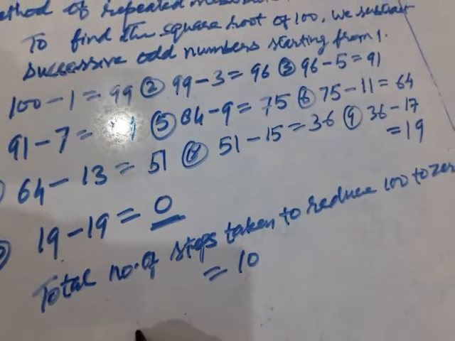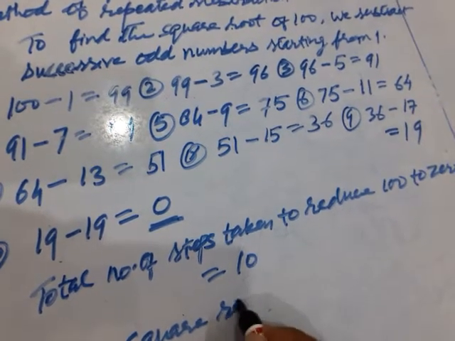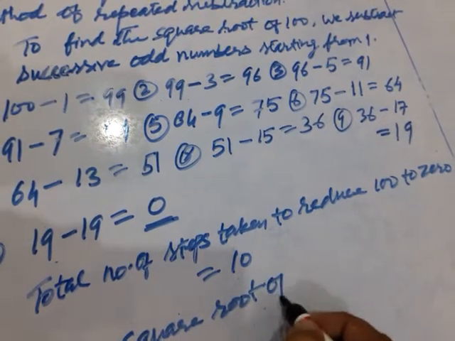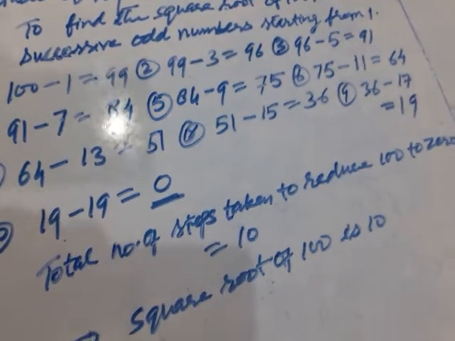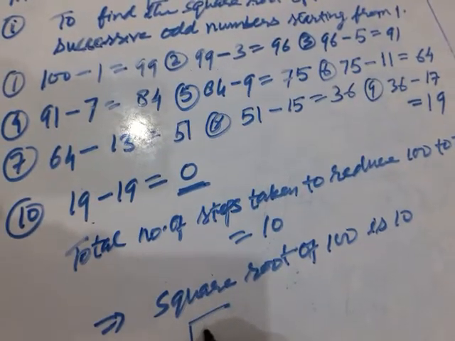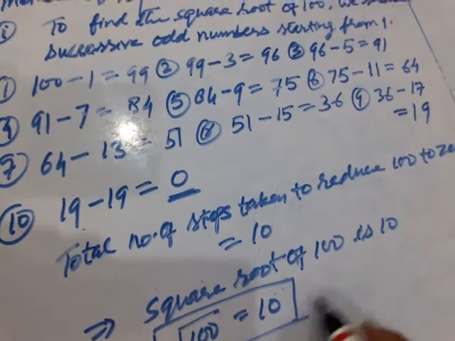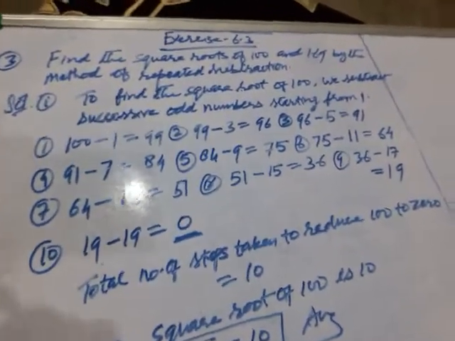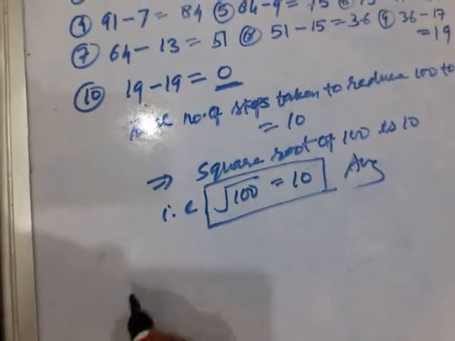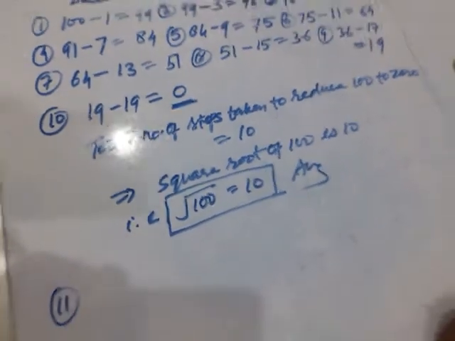This implies that the square root of 100 is 10. Symbolically, we can write the square root of 100 equals 10, and that is the answer. This is how we find the square root of a number by repeated subtraction. Okay, children, now similarly, let us see the second part. For 169, the same process has to be followed.